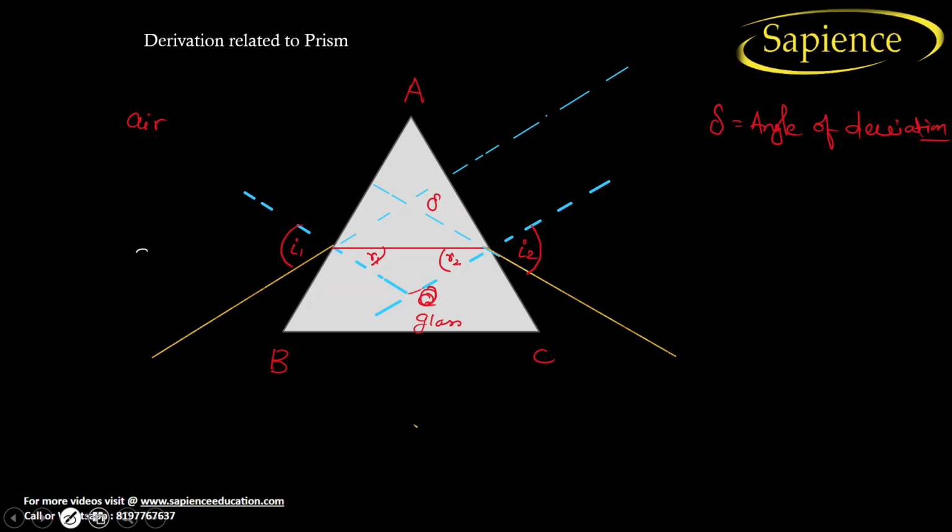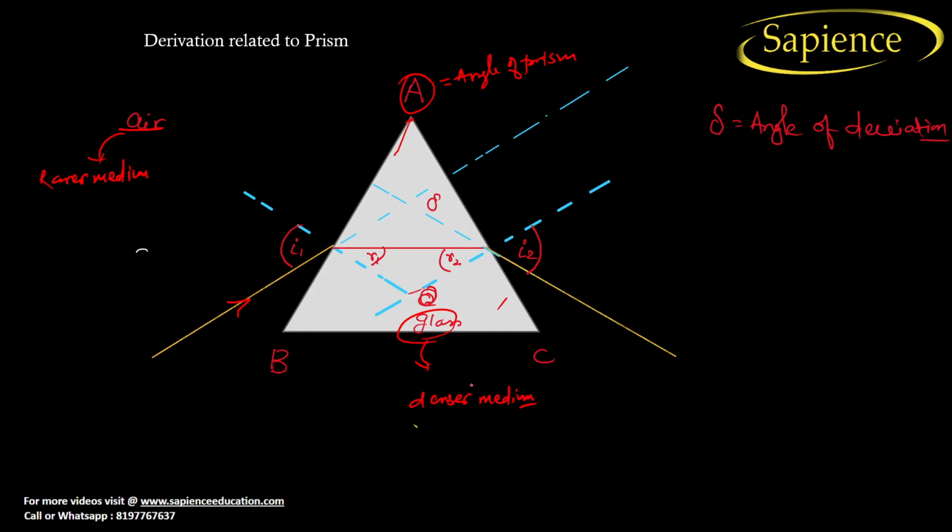First of all, you need to understand what I have done here. This whole structure is a prism, and light is incident on it. This is your AB surface. Before that, you need to understand that A is your angle of prism. Air is your rarer medium, and glass is your denser medium. Glass is a denser medium and air is a rarer medium.